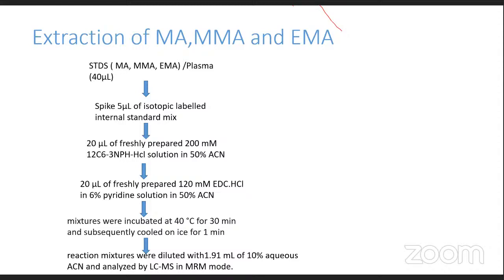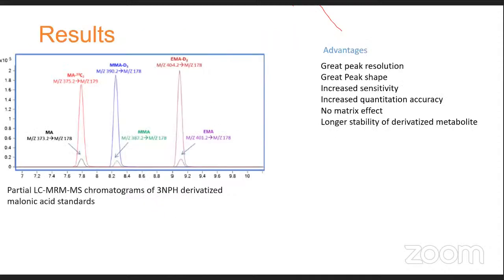This mixture is to be incubated for 30 minutes and subsequently cooled on ice for 1 minute. Then the reaction mixes were diluted with 1.91 ml of 10% aqueous acetonitrile and analyzed by LCMS in MRM mode, multiple reaction monitoring mode. So these are the results in this diagram. You can see the three, malonic acid, methyl malonic acid, and ethyl malonic acid, all three were separated nicely in a chromatogram.